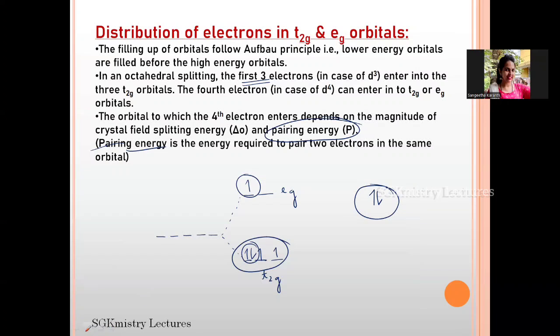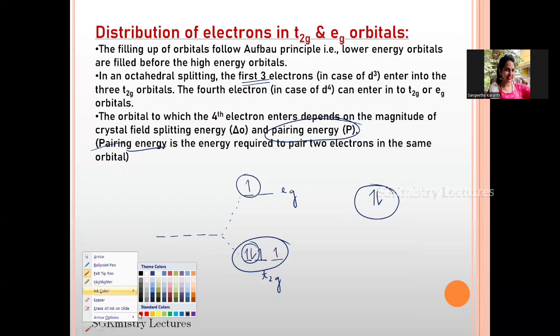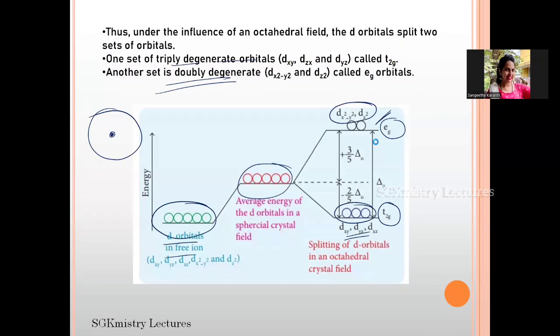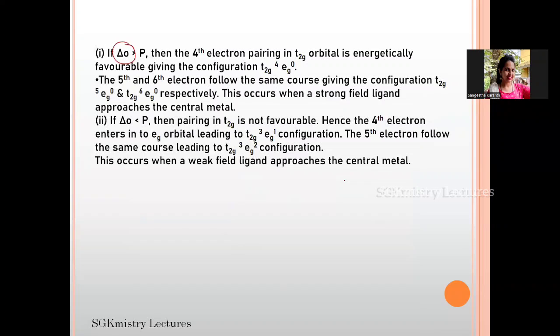So let us talk more about this particular thing, that is how this pairing occurs and how the electrons will be distributed based on the magnitude of the pairing energy as well as the magnitude of the octahedral splitting that is there. So this delta O is nothing but the energy gap, what you can see between the t2g and eg orbitals, that is represented as delta O. Okay, so now let us talk about this delta O as well as the pairing energy. Suppose delta O is greater than the pairing energy. Okay, so let me just explain.